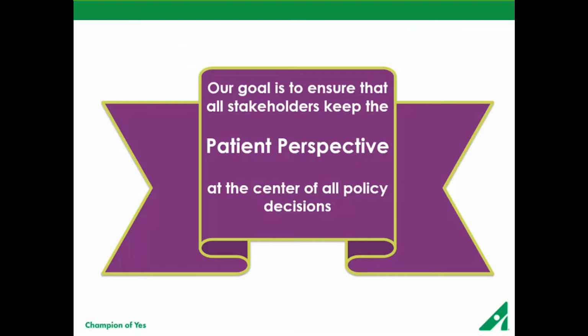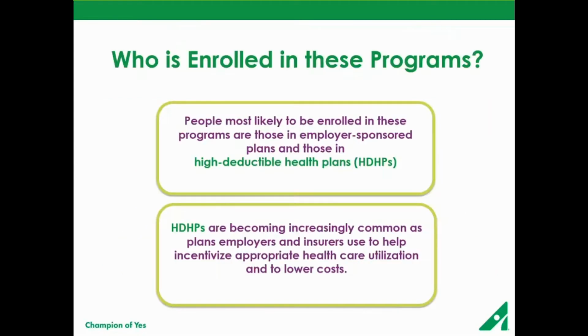So we can go through that in a little bit greater detail in a minute, but first, who is enrolled in these types of programs? The people most likely to be enrolled are people in employer-sponsored plans and those in high-deductible health plans, because if you're in a high-deductible health plan, you're more likely to have those $3,000, $4,000, $5,000 plus deductibles, in which case that big upfront charge is something you're going to be responsible for.